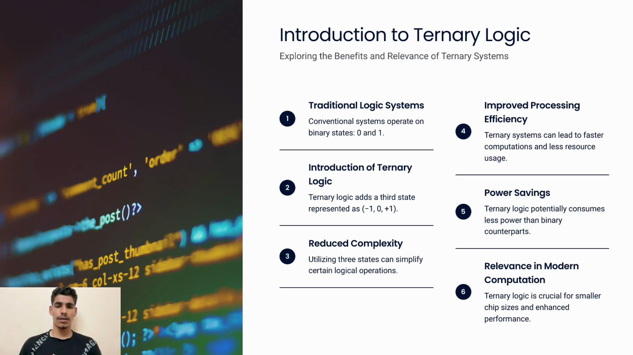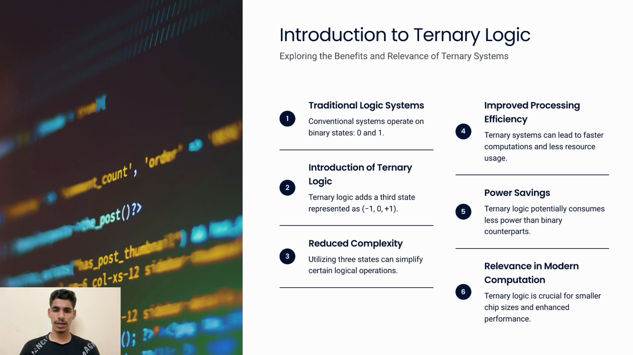Now the first slide shows us an introduction to ternary logic. We are familiar with binary logic, where computations were on two states, 0 and 1. However, ternary logic introduces a third state, typically denoted as -1, 0 and +1. This third state reduces the number of logic operations needed, leading to simpler circuits and potentially faster processing. This is important as modern applications see performance and energy efficiency as key.